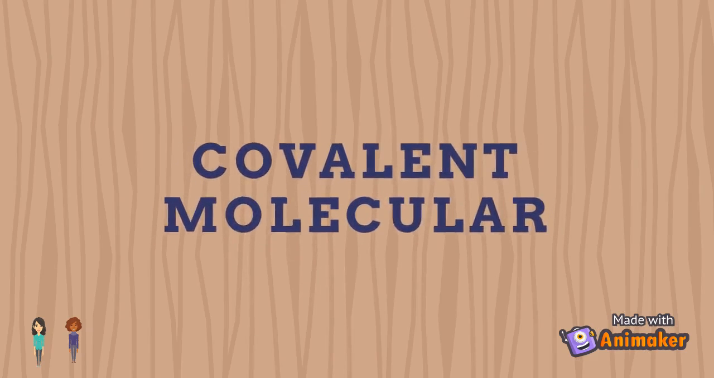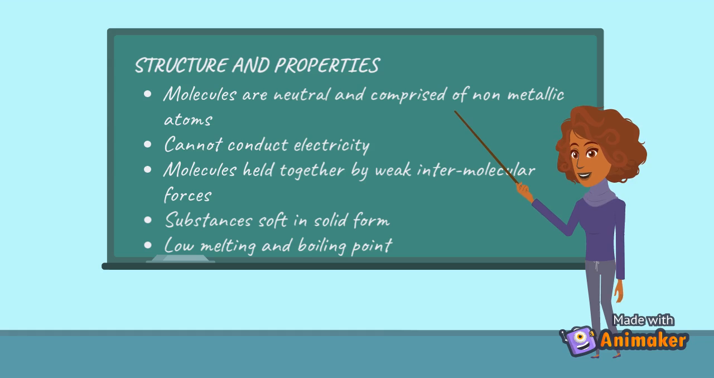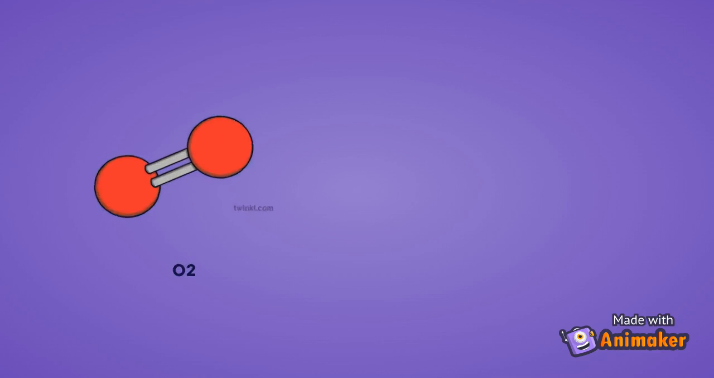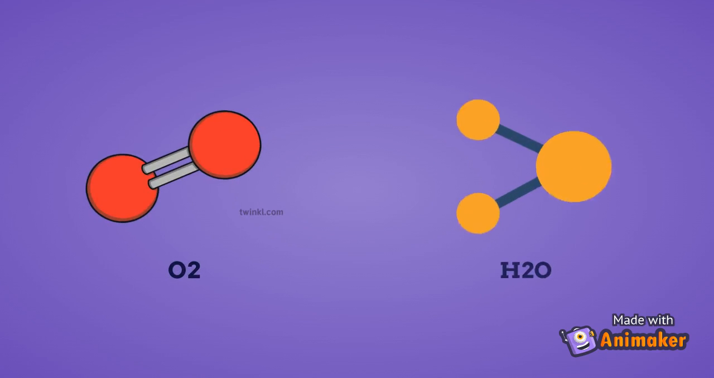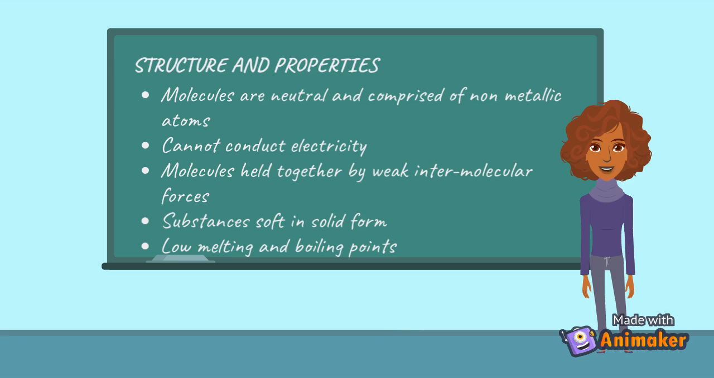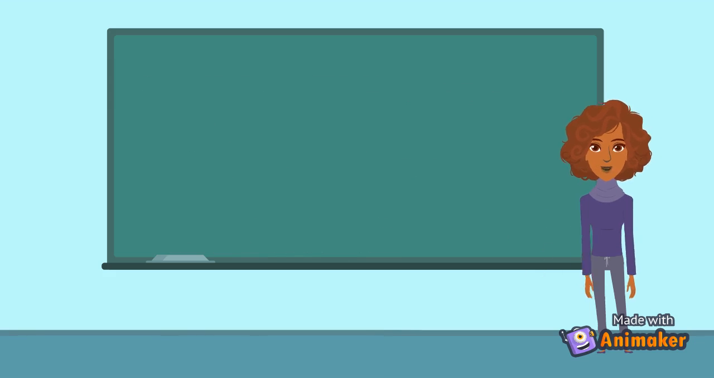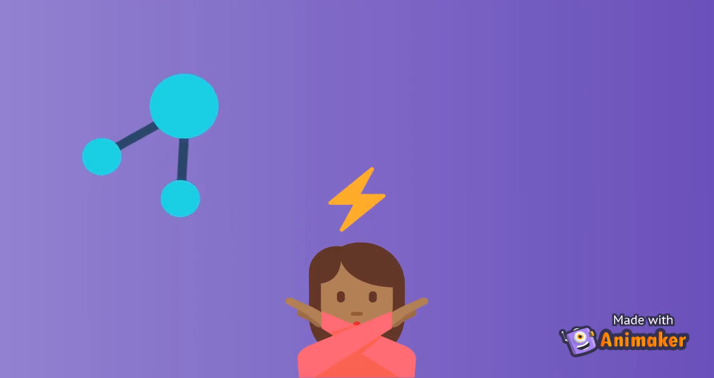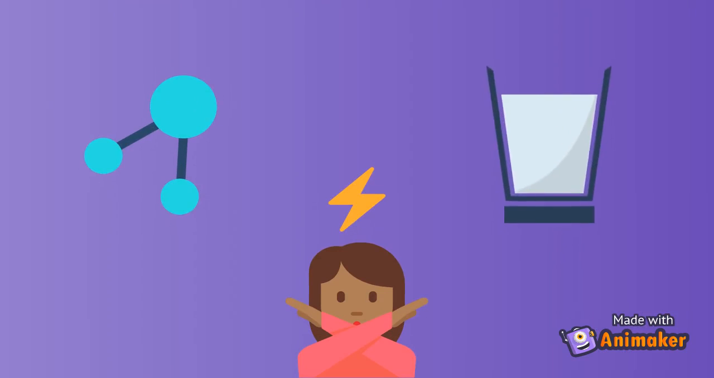Covalent molecular substances. Covalent molecular substances are discrete molecules made up of non-metallic atoms, which can exist as elements, such as oxygen gas, or as compounds such as water. Covalent molecular substances are also comprised of neutral molecules, which means that they do not have ions or electrons. The absence of these mobile charged species means that these substances are unable to conduct electricity as pure substances or when dissolved in a solution.